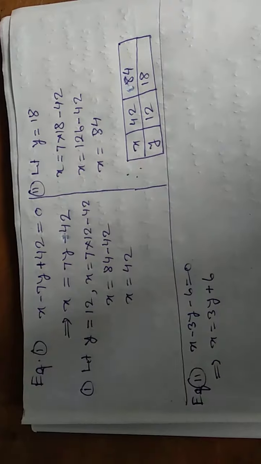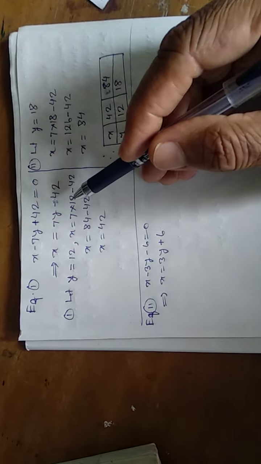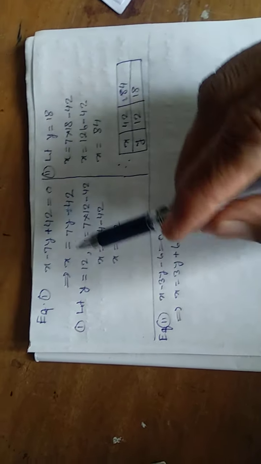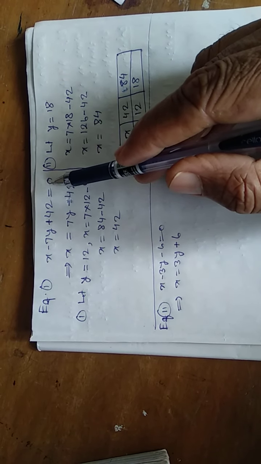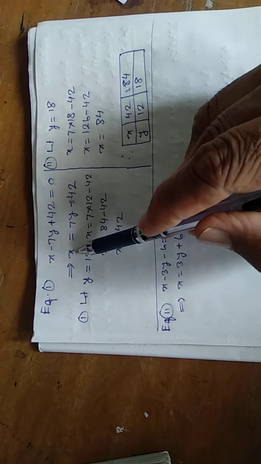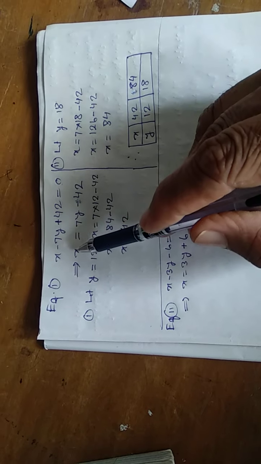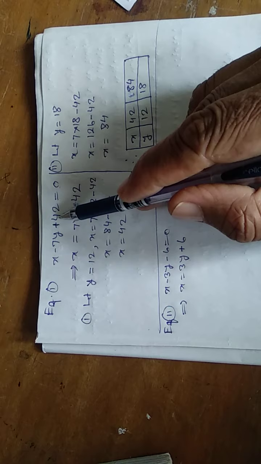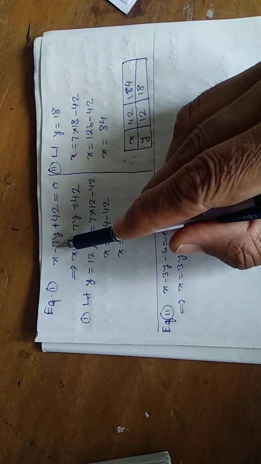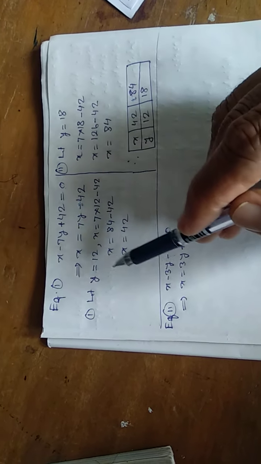Now we solve graphically. Now we will solve and draw the graph of these two equations. Now equation 1, X minus 7Y plus 42 equal to 0. You will calculate the value of X in terms of Y, or the value of Y in terms of X. Here we calculate the value of X in terms of Y, that means you will keep X on the left hand side and transpose the remaining two terms to the right hand side. Then minus 7Y becomes 7Y and plus 42 becomes minus 42.